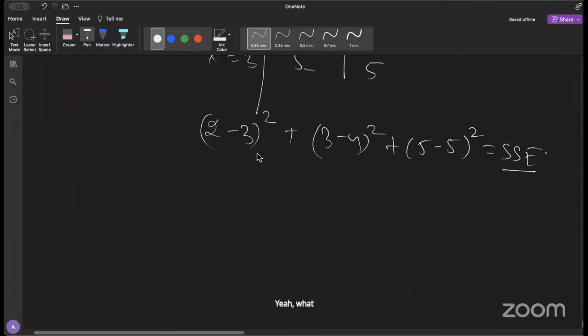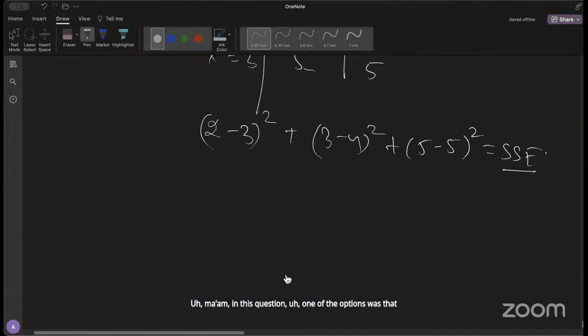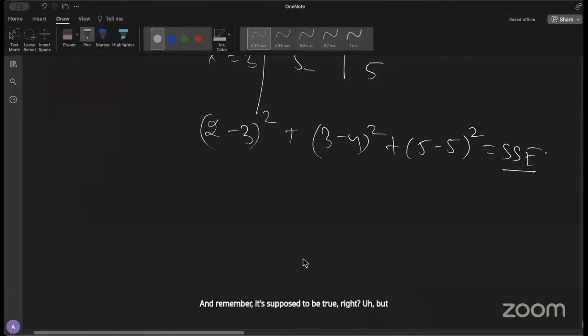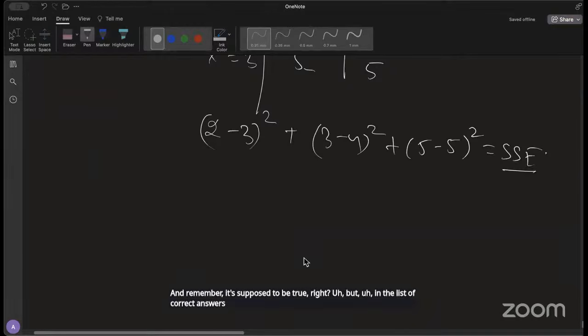Yeah, what about this question? What about the graph? I see the graph. What's your doubt? Ma'am, in this question, one of the options was that the multiplicity of -1 and 1 must be the same. Ma'am, but it's supposed to be true, right? But in the list of correct answers, it was not marked.